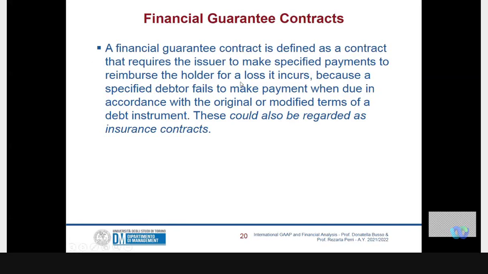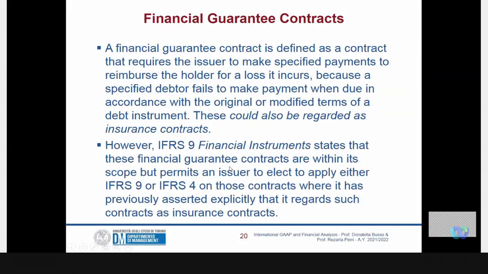The issuer will make specified payments to reimburse the holder for a loss it incurs because a specified debtor fails to make payment when due in accordance with the original or modified terms of a debt instrument. To put it simply, financial guarantee means that a company is guaranteeing the debt of some other businesses. If they fail to pay their loan, this company will guarantee the payment. And actually, this could be regarded as insurance contracts if you think of the definition or criteria. They are fully met in this case.